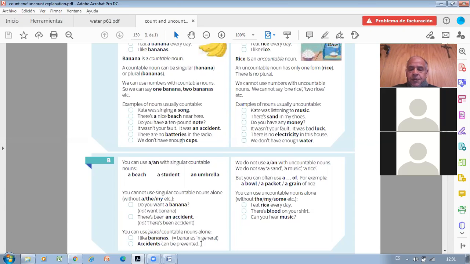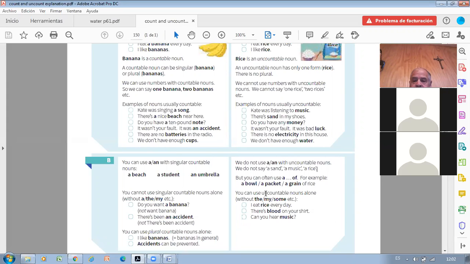You can use plural countable nouns alone. I like bananas, meaning bananas in general. Accidents can be prevented. In this case, because you're talking in plural, in general, you don't need to use an article. I like bananas, not "I like the bananas." Not "the accidents can be prevented"; you say accidents can be prevented. Okay?